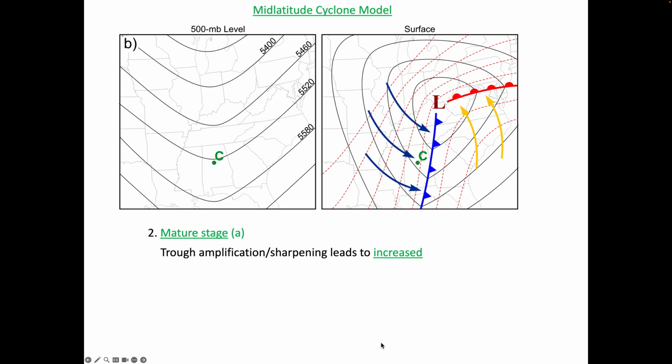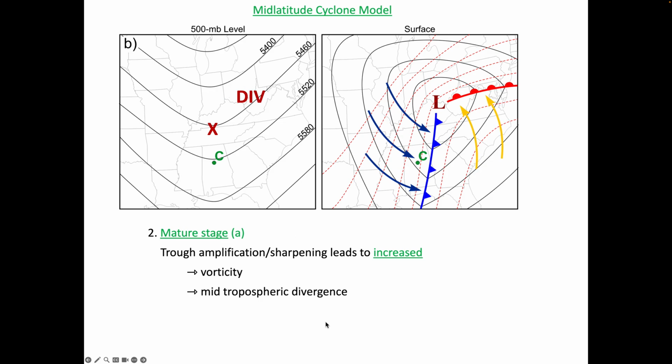So trough amplification, or sharpening, leads to increased vorticity because we have more turning of counterclockwise flow as the air is moving through the trough. We get increased divergence downwind of our absolute vort max because the vort max has a larger value, so vorticity decreases more quickly as the air moves out of it, so we get stronger divergence.